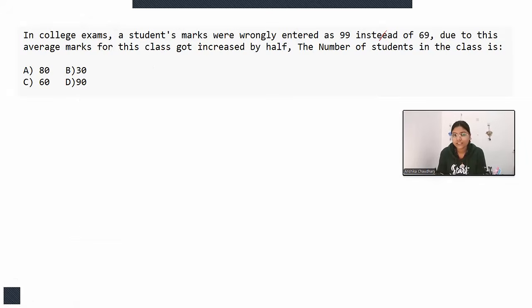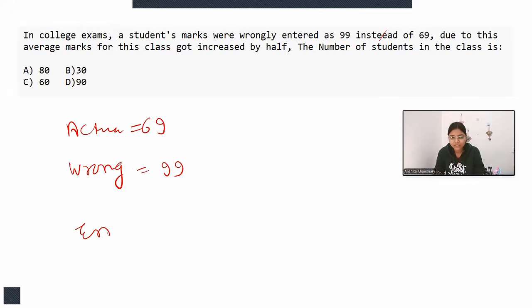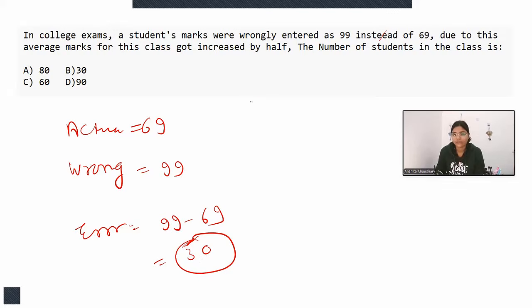In a college, a student's marks were wrongly entered. The actual marks were 69, right? And the wrong marks were 99. So what is the error? The error is 99 minus 69, so a 30 marks error. That means 30 marks were extra added, right?